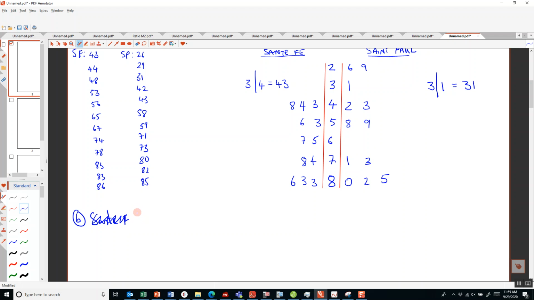Mm-hmm. So which one is that for? Okay, so we could say the mode for Santa Fe is 83. What about the mode for St. Paul? There isn't one, is there? Because they're all the same number. So there's no mode for St. Paul.